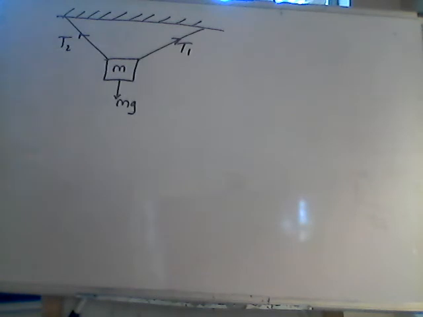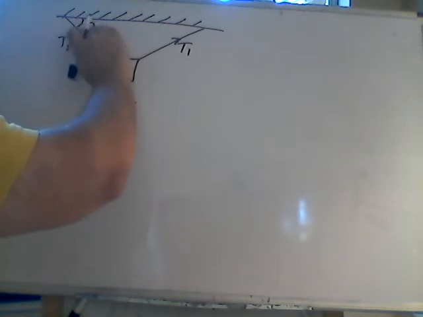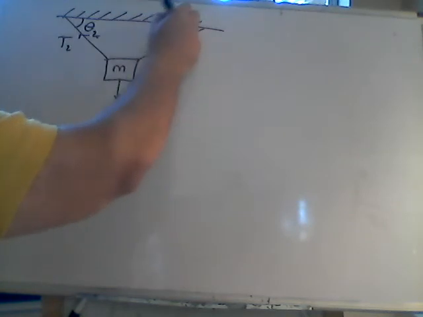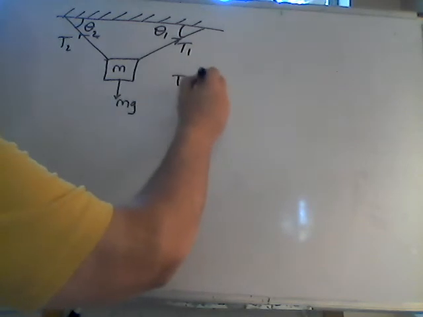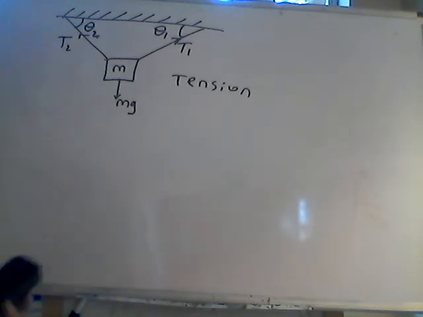So these tensions would have certain angles, let's say theta 2 and theta 1, and in a sense, these are tension forces. You can direct the forces however you wish. That's the nice thing about tension. You have complete control over the forces. So let's do a problem like that. So let's do a tension problem. Again, tension is another kind of force. It has units of newtons.